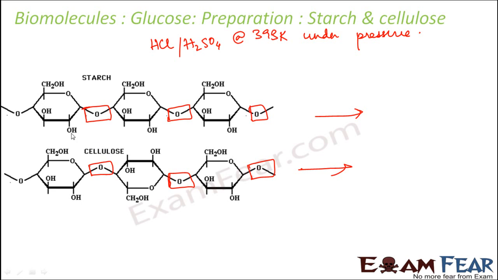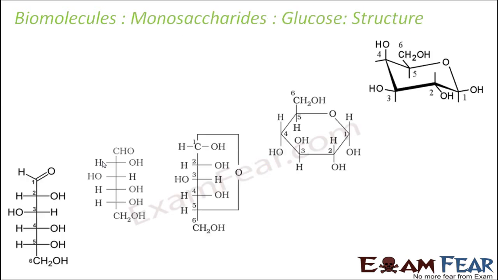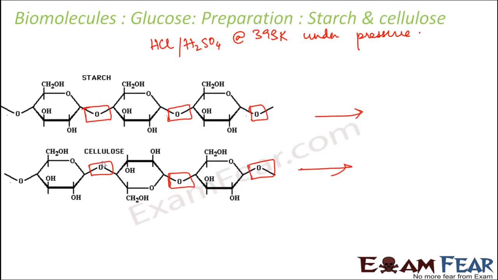Now, as I mentioned before, starch and cellulose have the same chemical formula, but the arrangement is different in both of them, and so different that starch and cellulose have completely different properties. Starch is something which can be digested, whereas cellulose is quite difficult to digest.